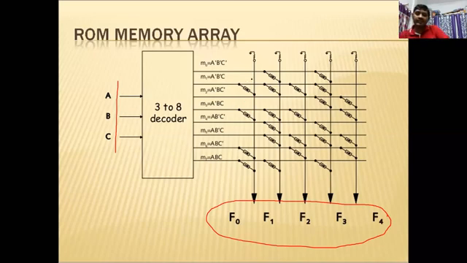Here everything is connected in this way. This is called a connectivity fuse, so we are programming it. For example, if you connect this one, then it is called programmable. See how F0 is programmed. It is connected in 4 locations, here, here, and here, right? It is connected at M1, M3, M6, and M7. So the F0 expression will be M1 plus M3 plus M6 plus M7. Similarly, this is the array of your ROM memory.